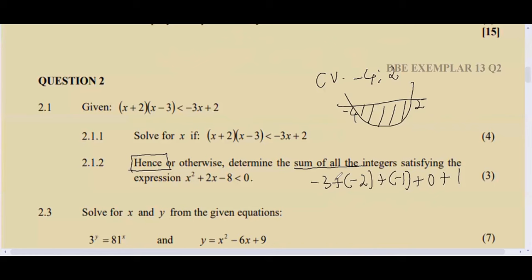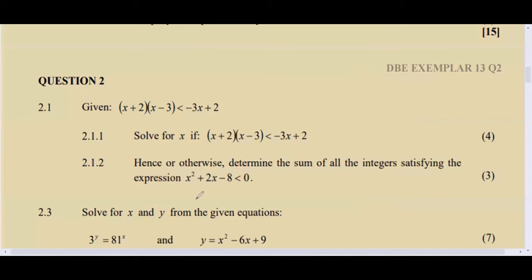So if we say in our calculator, we press negative 3 minus 2 minus 1 plus 0 plus 1, then this will give us negative 5, right? So this is the sum of the integers. This is how they expected you to solve this question. You're simply taking all the integers that are within those critical values and then adding them together, and you get your solution like that. Okay, so I hope it's quite understandable.